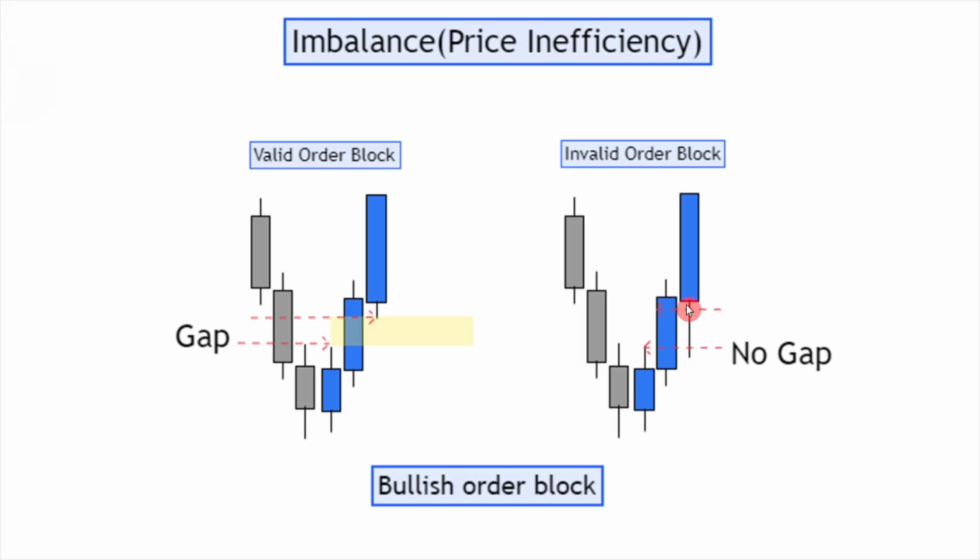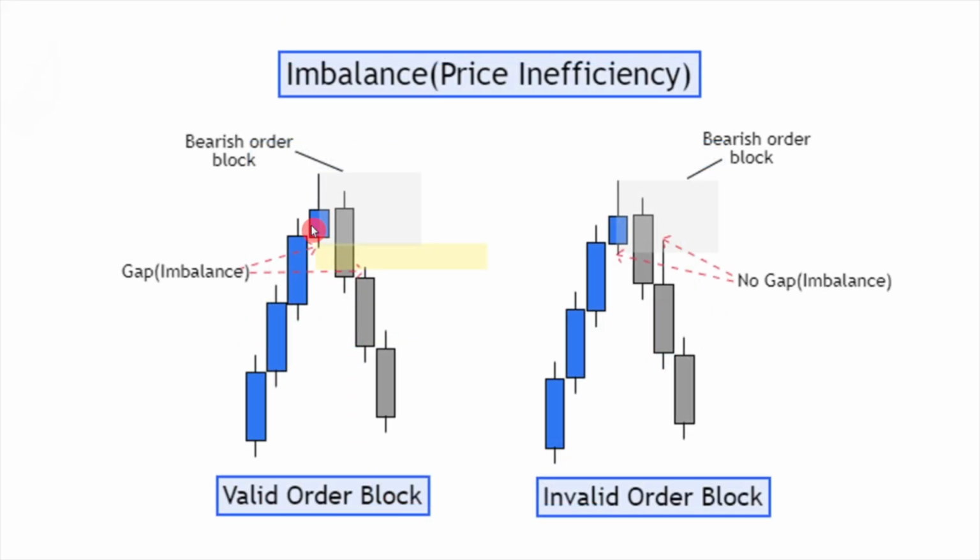Meaning no imbalance was left. The move was balanced and not driven by urgency. The same rule also applies to a bearish setup. A valid bearish order block must be followed by candles that leave a gap. If there is no gap, the order block is not considered valid.